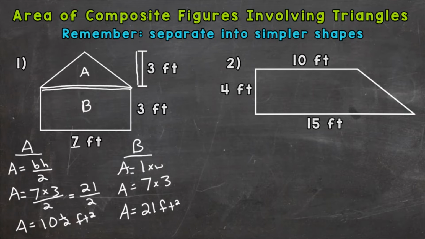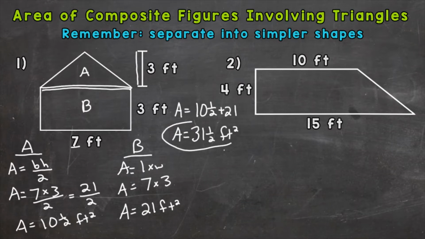So I'm going to come up here. Area is going to equal that 10.5 square feet plus the 21 square feet. Let's add those together. 10.5 plus 21 is going to give us 31.5 square feet. So that's the total area for number one.